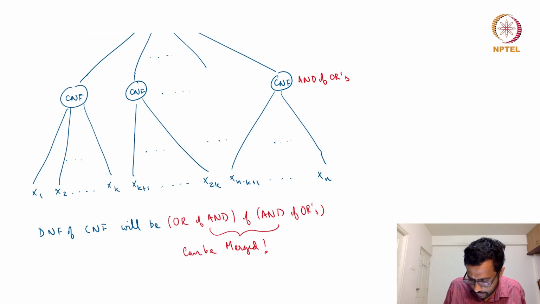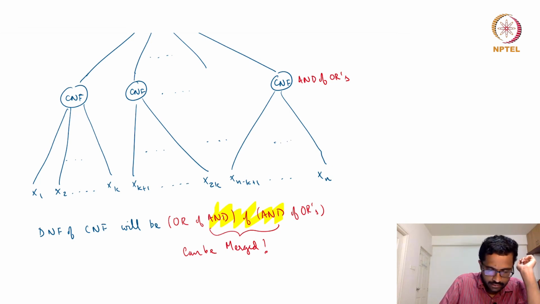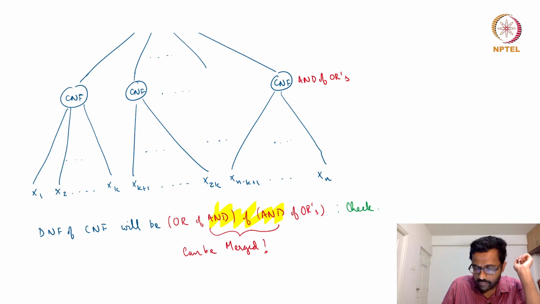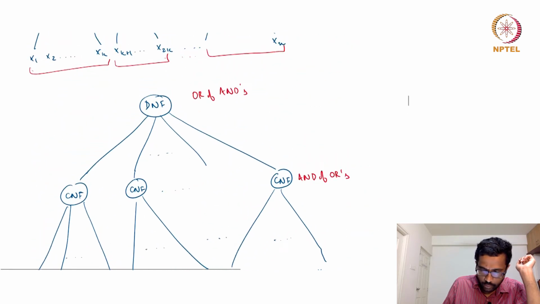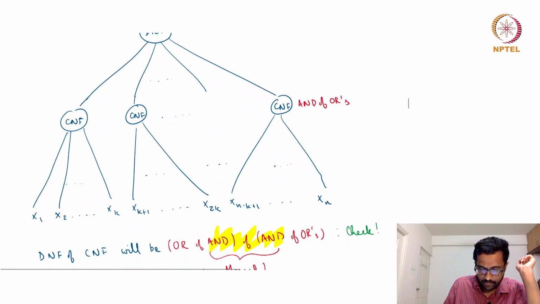So whenever these AND and AND are appearing nearby, these ANDs can be merged to just have one layer of AND gates. So it is just an OR of AND of OR circuit. This is again something that you can check, right? So this will be depth 3 circuit, and what will be the size here?